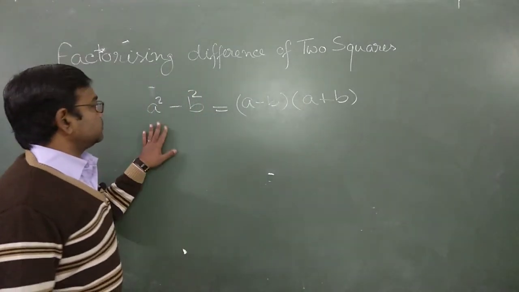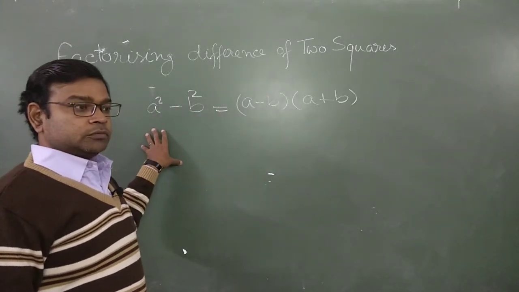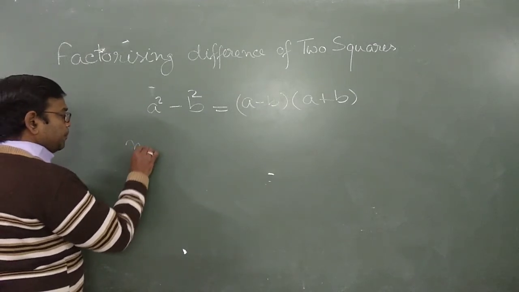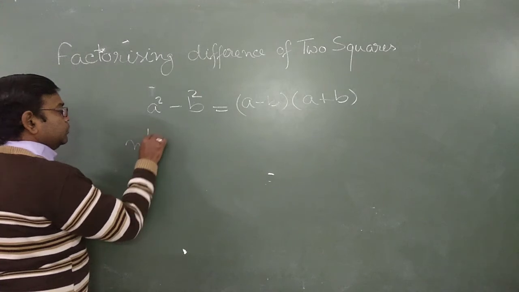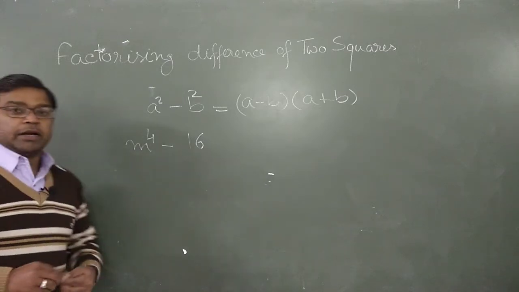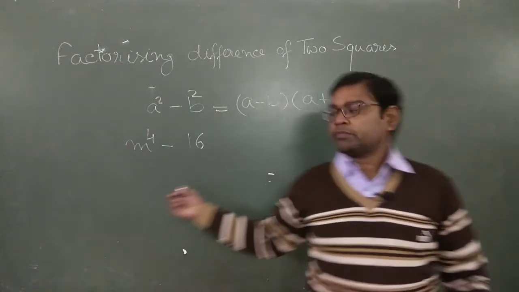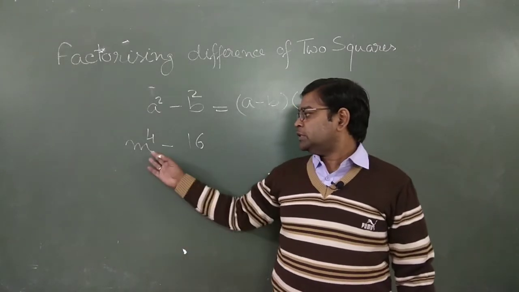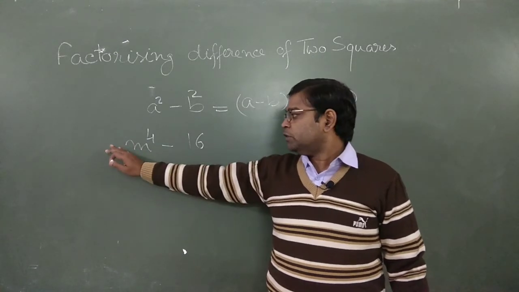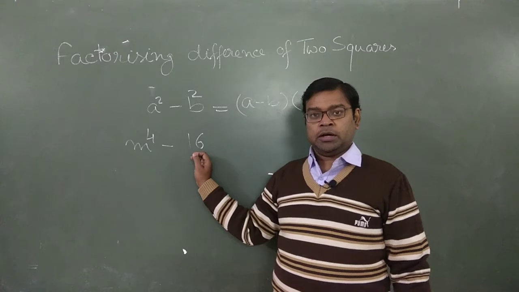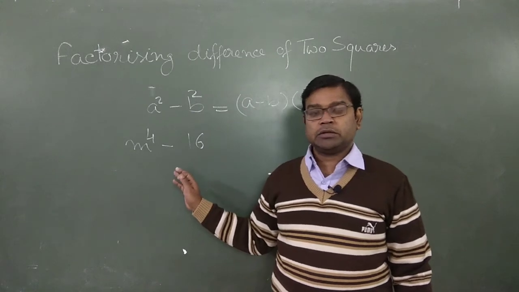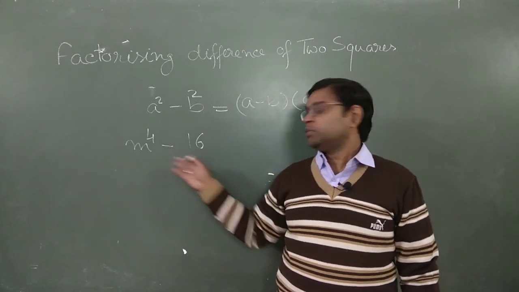Now in this case we can easily write it down because we know. But if it is given some number-like structure like m to the power 4 minus 16, how do you find the factors in this case? Always remember, in this type of condition we first find out the square root of each term, means square root of this term and square root of this term. Then we use this formula to find out the factors of this expression, not term, this expression.